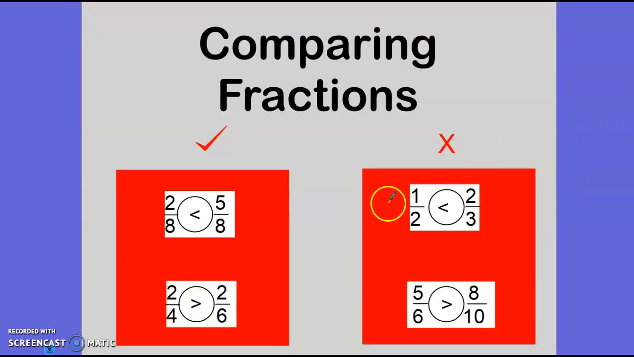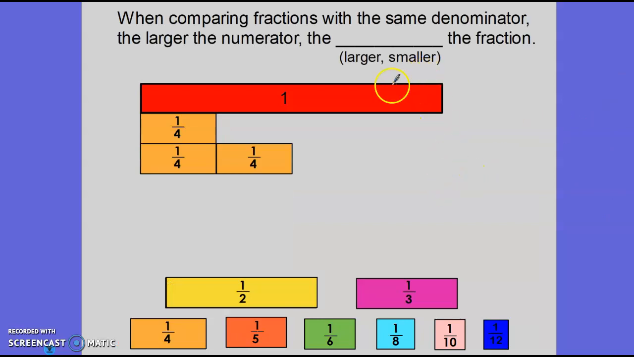The next one is comparing fractions. In 3rd grade, we only compare fractions with the same denominator or the same numerator. We would not compare fractions with different numerators and different denominators. So let's talk about comparing fractions with the same denominator first. In this picture, I have 1/4 and 2/4 together. I'm comparing these two.